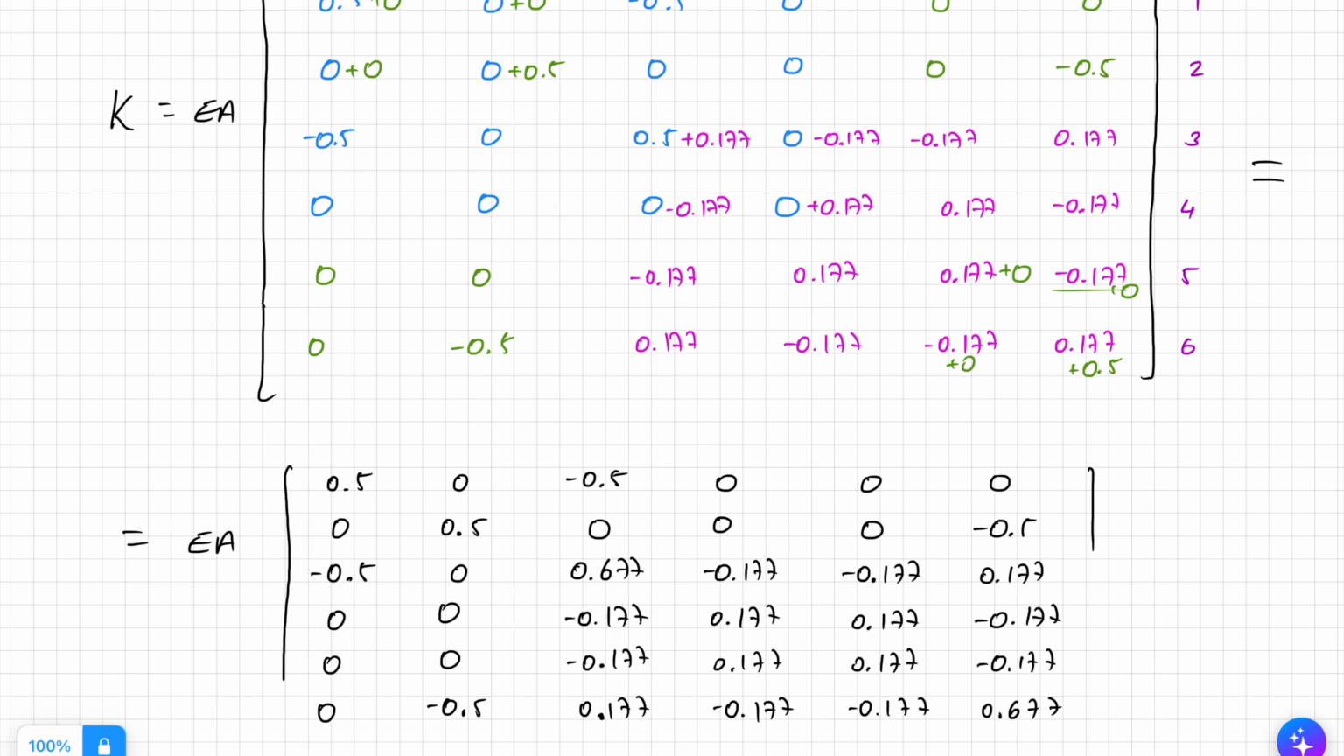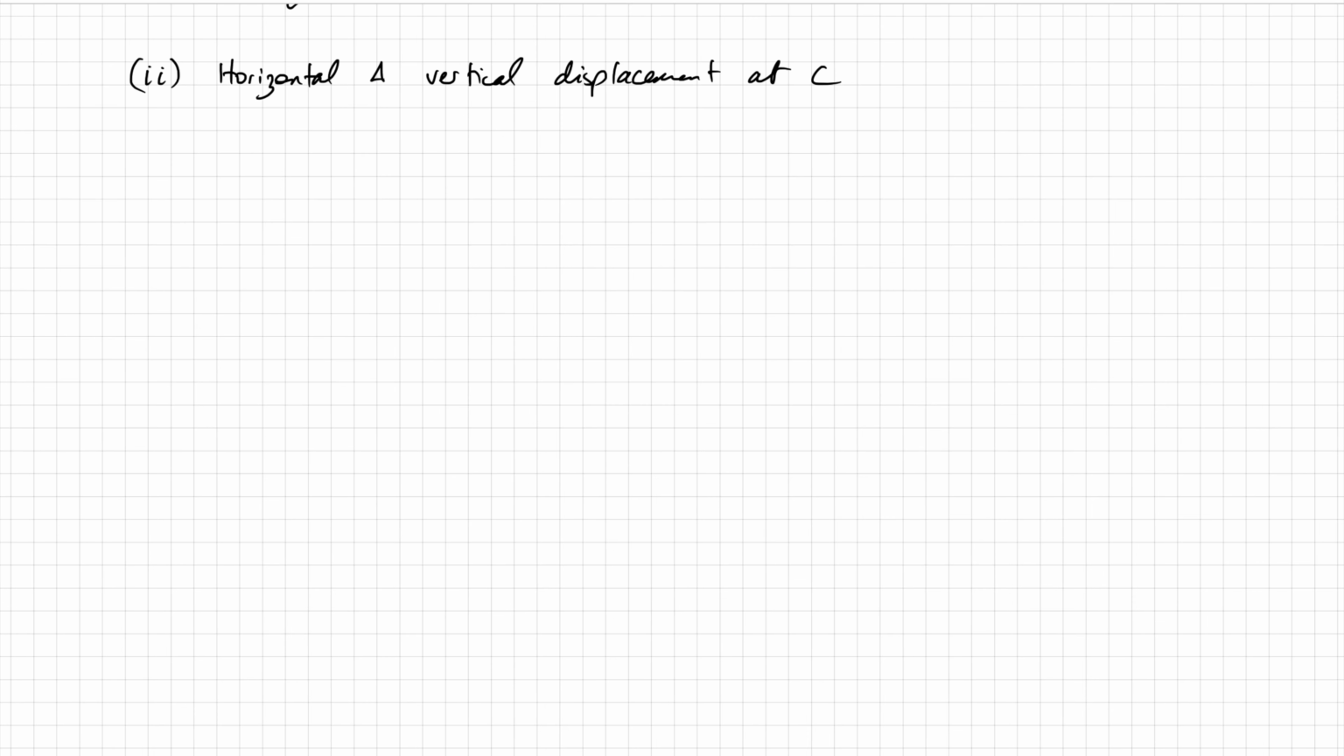And that's it, that's the full stiffness matrix. We've solved the first part of the question. I am just going to add the degrees of freedom here because I will need them later. So the next part of the question was to find the horizontal and vertical displacements at C. So that is degrees of freedom 5 and 6.